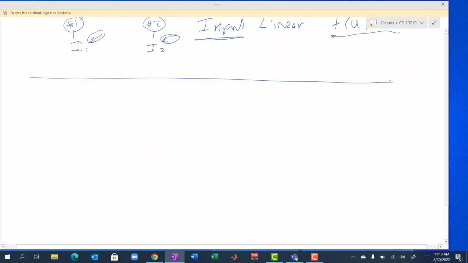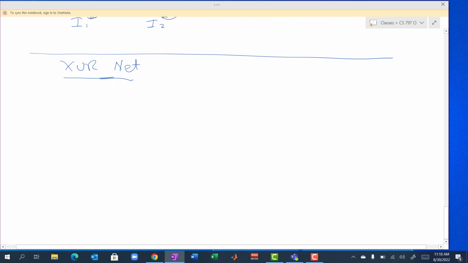So let's look at the XOR net. So let's draw our network. It's still a 2-input, single output logic gate. I'm going to put an output neuron up here. It's going to have a threshold of 0.5. These are going to be linear with a slope of 1.